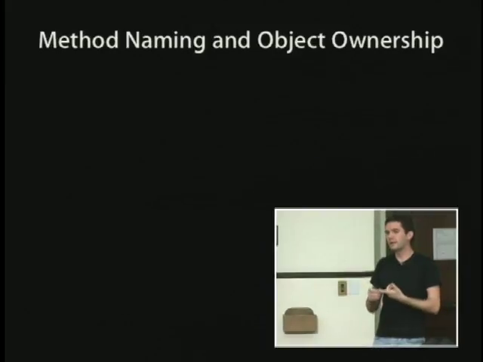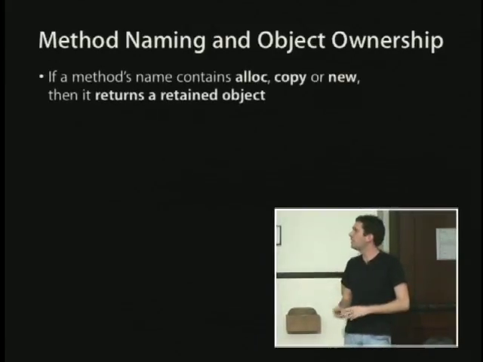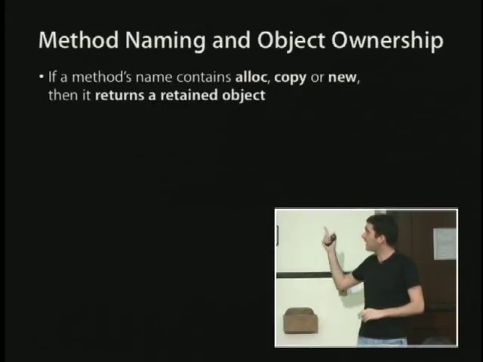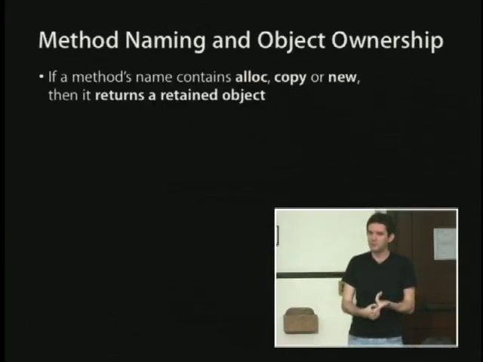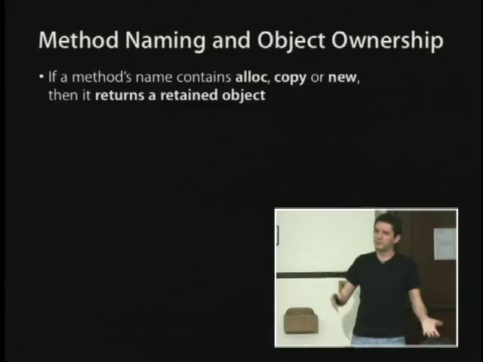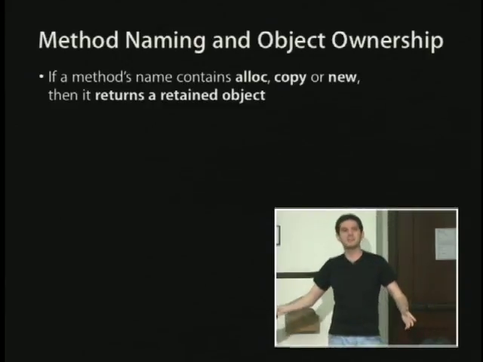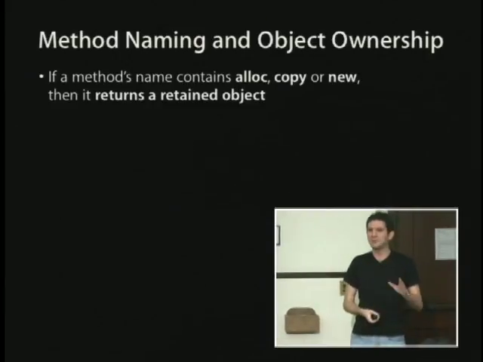Things to keep in mind when trying to figure out why you might be leaking, and a lot of these things are stuff we already talked about. Take a look at the method names. Alloc, copy, and new return retained objects. The convenience methods return autoreleased objects. We've been talking about this all semester, so hopefully everybody's pretty comfortable with it by now.